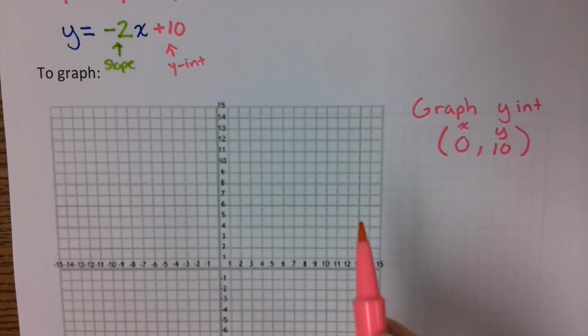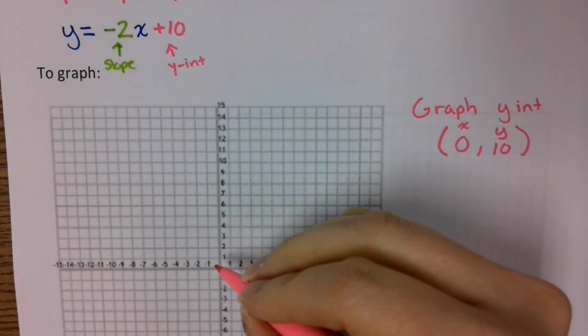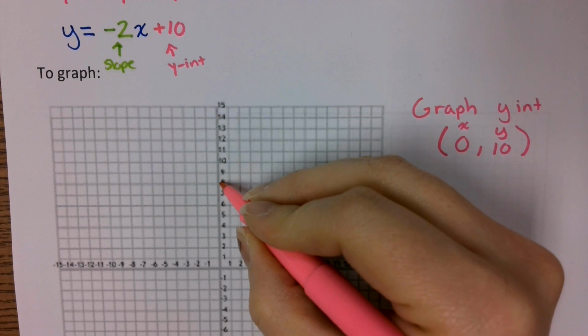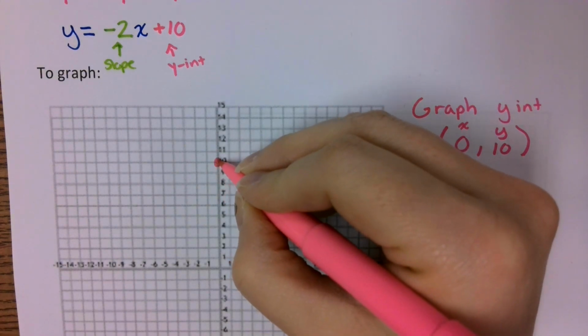Okay, so we're going to have 0, move all the way up to a positive 10. And that's where we're going to graph our first point.